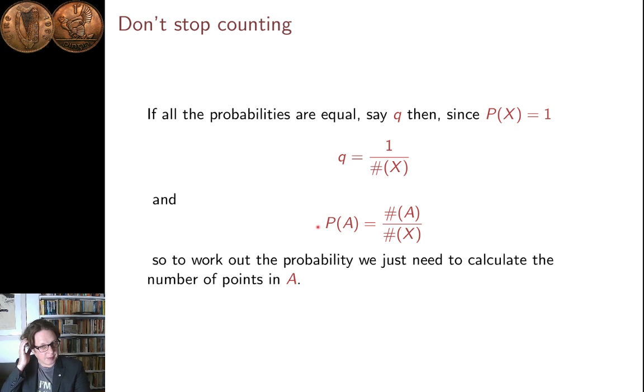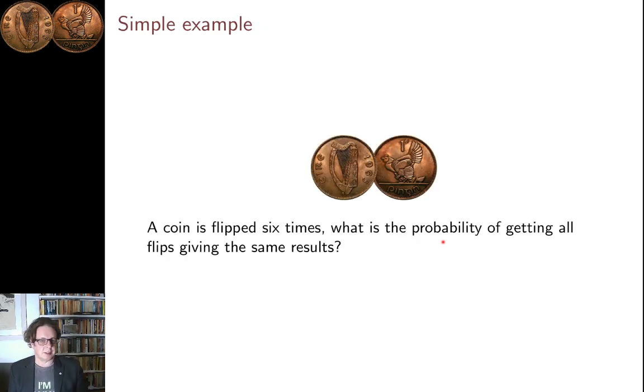And that means that the probability of the event A will just be the number of elements in A divided by the number of elements in X. And so in this case where all outcomes are equally likely, calculating the probability of an event is simply a matter of calculating the number of elements in the event and calculating the total number of elements in the sample space. Let's look at a simple example.